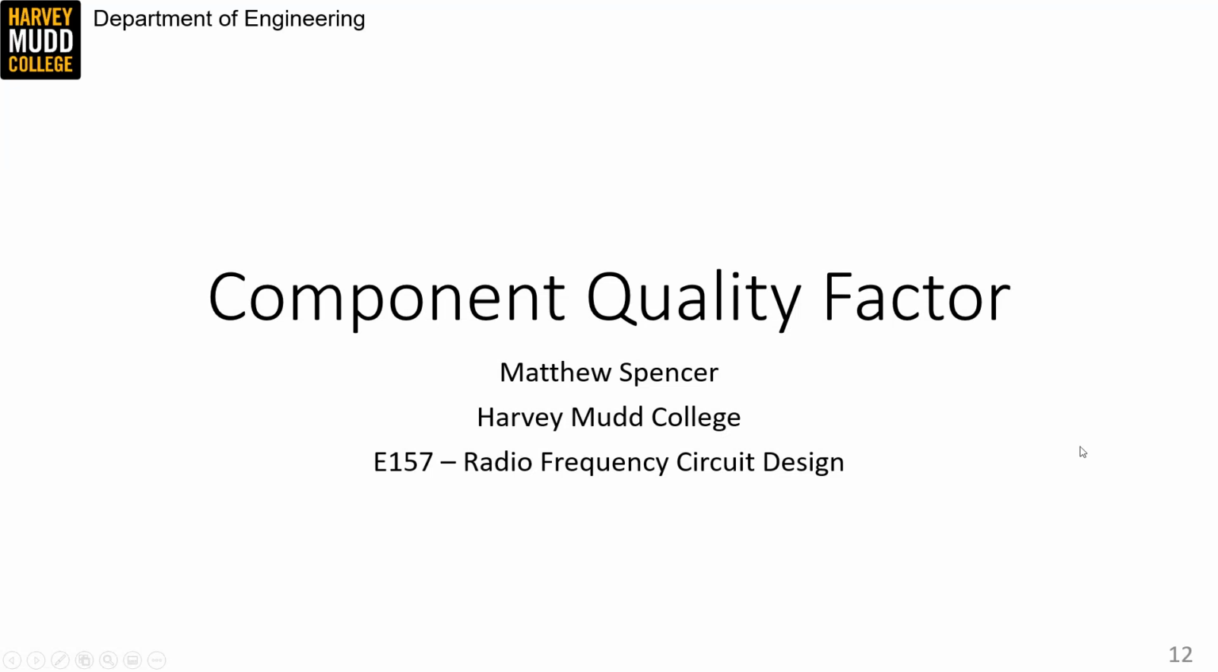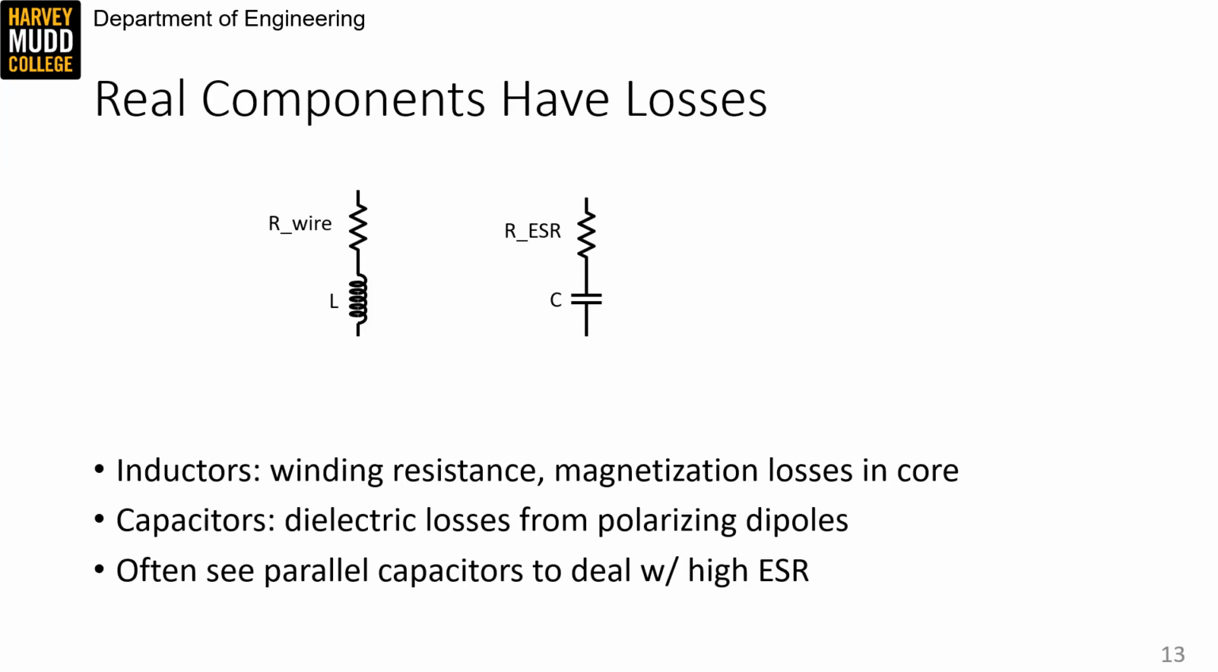In this video, we're going to look at a few more definitions of quality factor. These are particularly handy when you're thinking about the behavior of individual components. And we like the idea of looking at the quality of individual components because real inductors and capacitors have some loss associated with them. For instance, inductors are usually made of loops of wire, which has resistance.